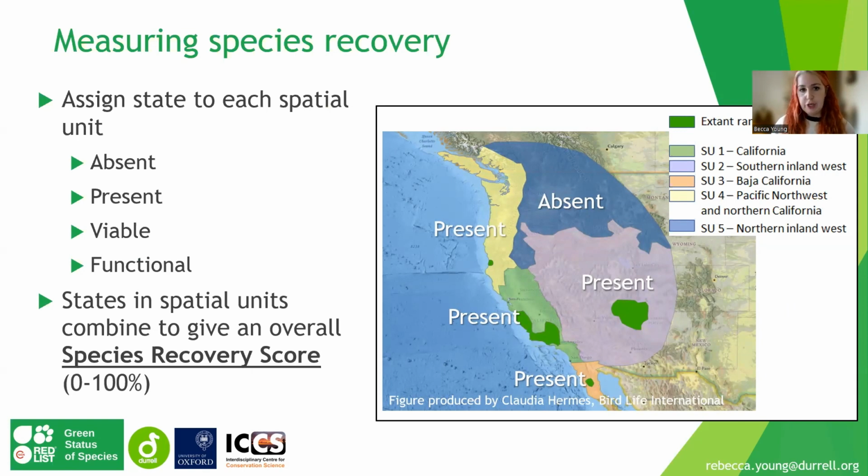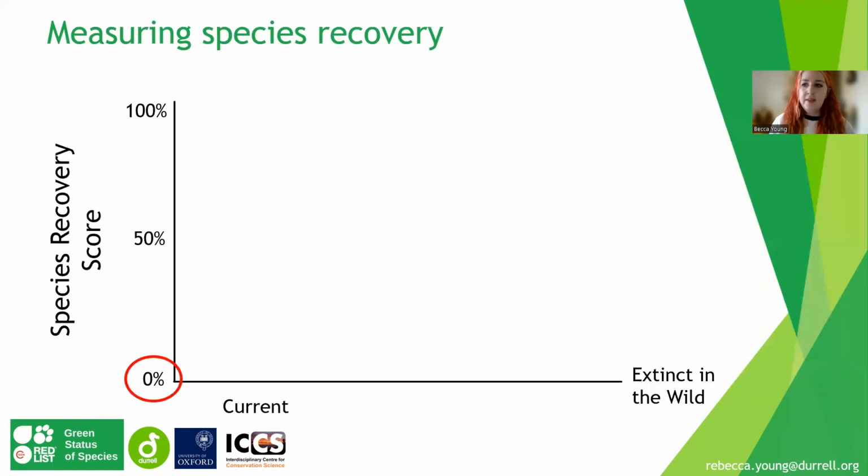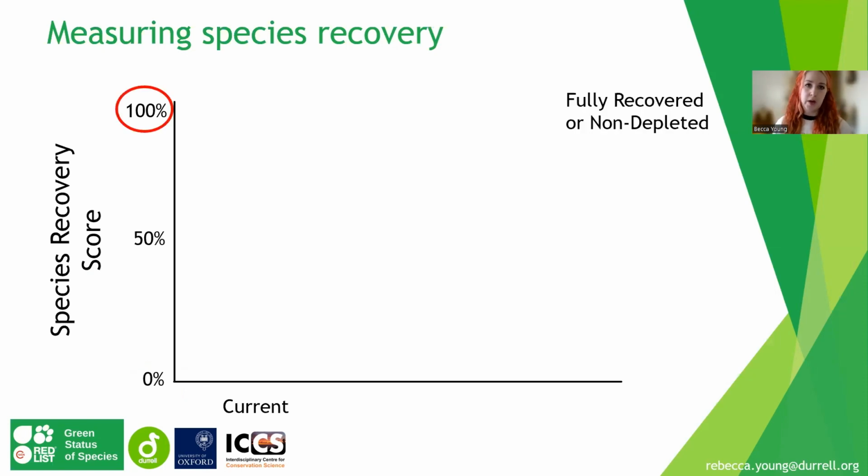So it's given as a percentage. And just to give you a brief idea of that, this percentage ranges all the way from 0%, which is extinct in the wild, because I should add that all of the individuals involved in a green status assessment must be wild. We don't actually include captive populations within the assessment. So it could be ranging from 0 for extinct in the wild, all the way up to 100%, which is fully recovered or non-depleted. So maybe it's actually never been depleted.